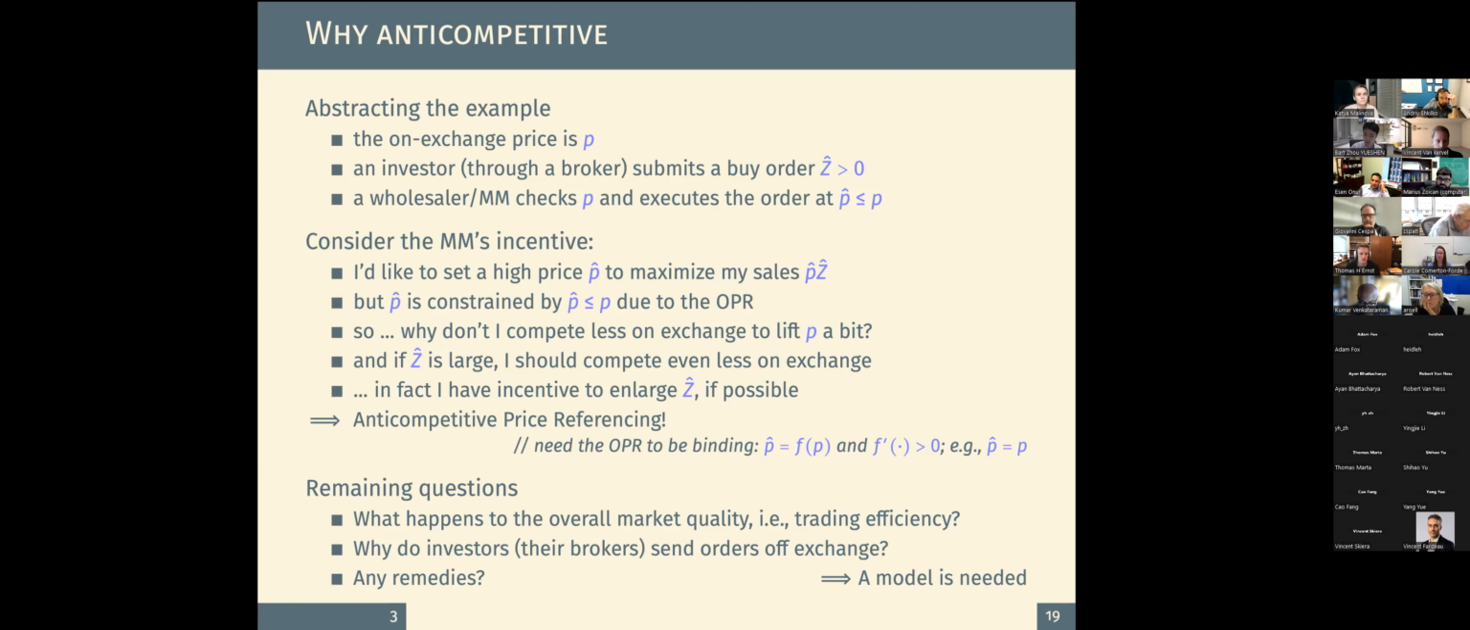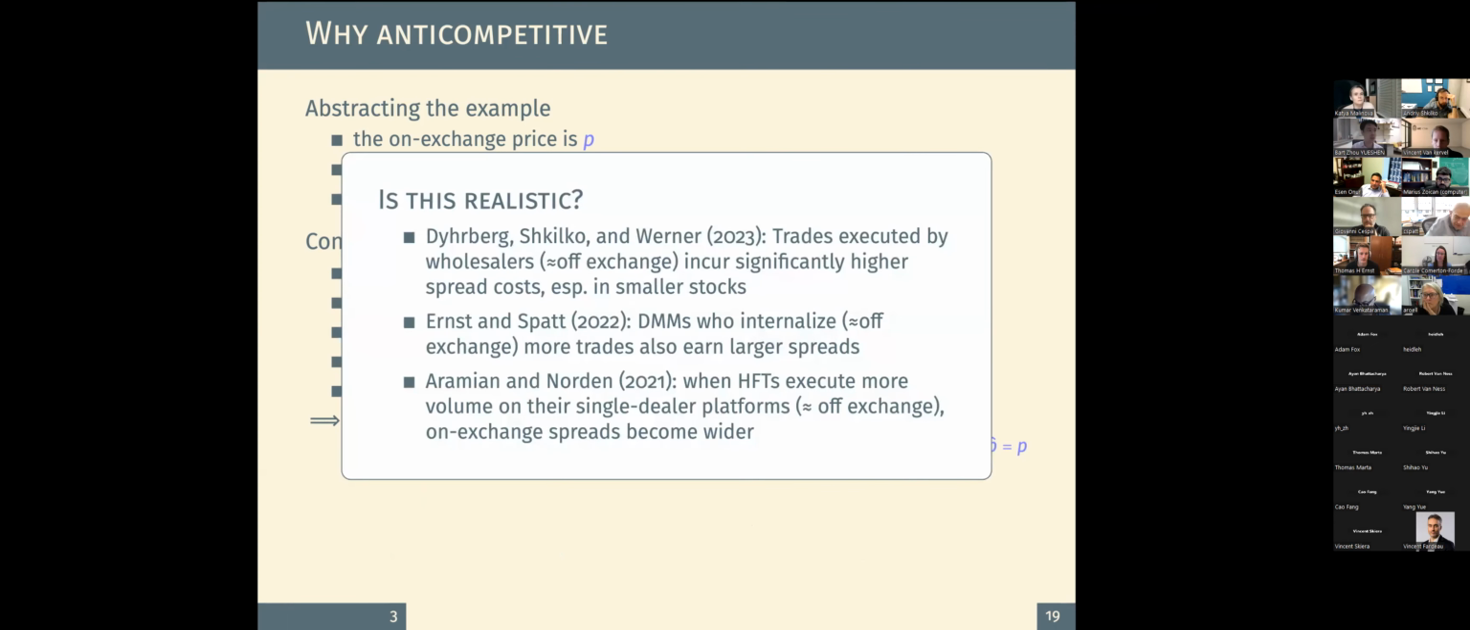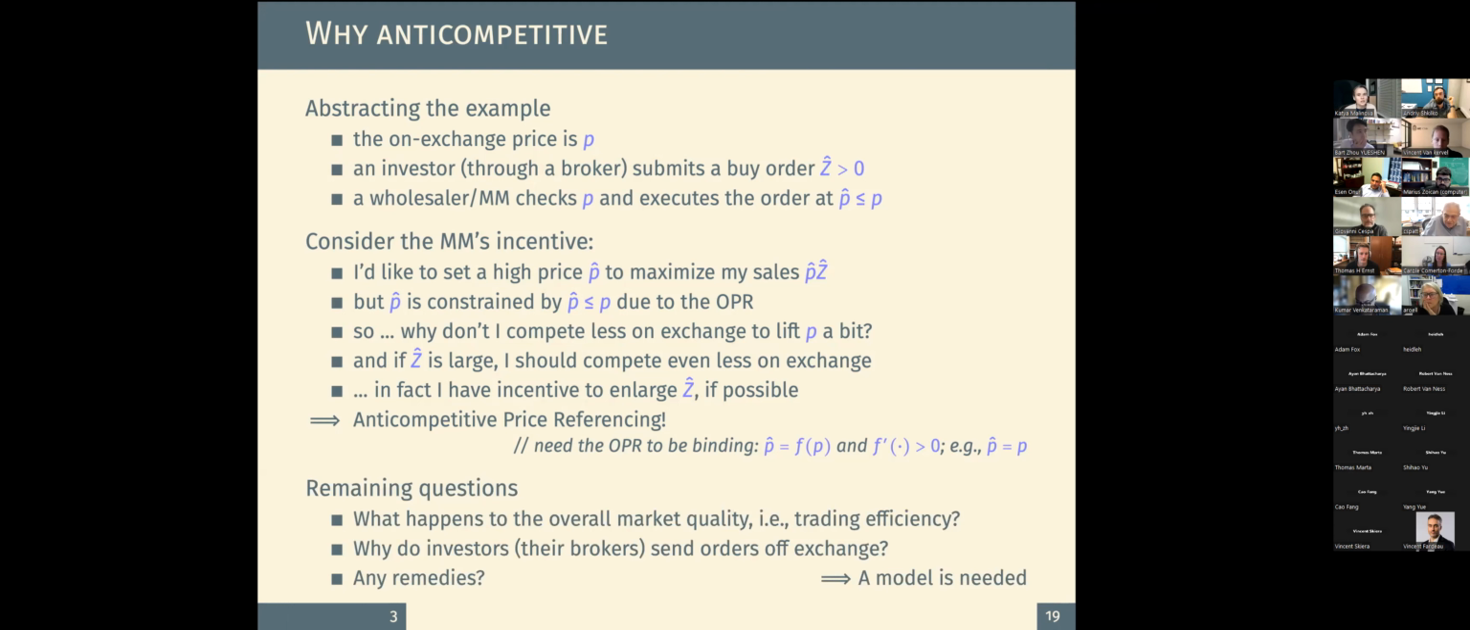Can I ask a quick question? For the on-exchange, off-exchange, anybody can choose to send it off exchange to the broker, so it's not like retail versus institutions? Ideally, I would defer that to the model, but very quickly, we don't really distinguish the investor types in our model. There's only one type of investor, and they are small, so their orders are exogenously fragmented into on and off exchanges.